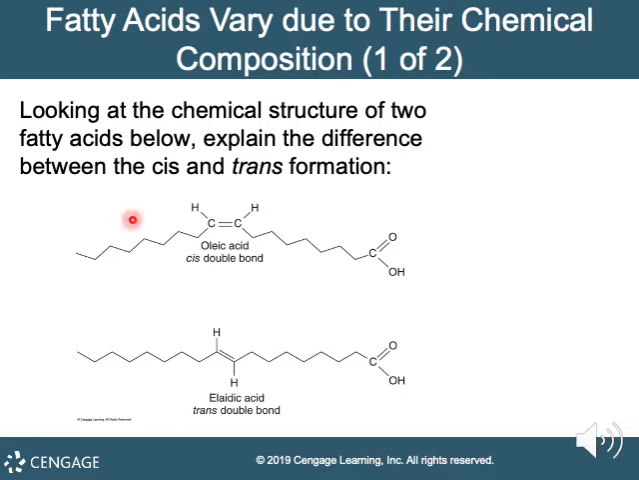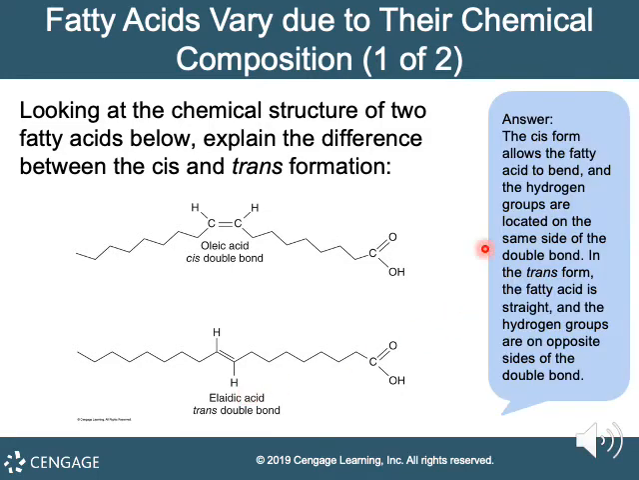This slide shows two monounsaturated fatty acids. One is oleic acid, and this is a cis fatty acid with hydrogens on the same side. This other one is also a monounsaturated fatty acid, but this is a trans fatty acid with hydrogens on the opposite sides of the double bond. The cis form allows the fatty acid to bend, and the hydrogen groups are located on the same side of the double bond. In the trans form, the fatty acid is straight, and the hydrogen groups are on the opposite side of the double bond.